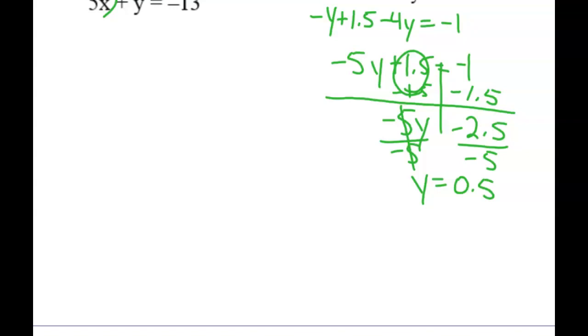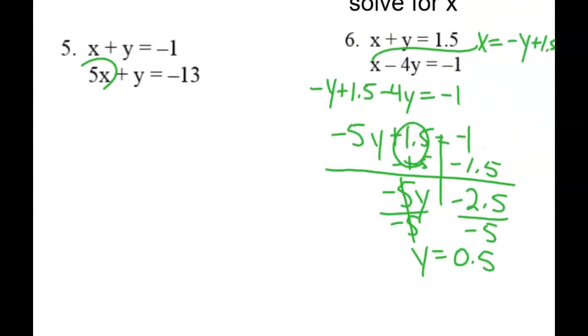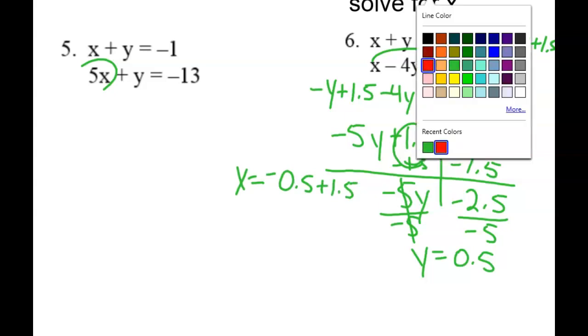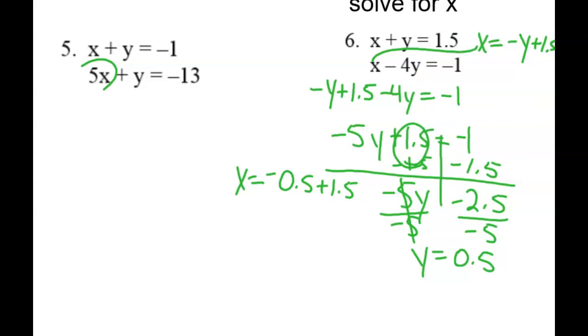Okay? So now, I'm going to go back to my x equation. And I'm going to do x equals negative 0.5 plus 1.5. Right? What's negative 0.5 plus 1.5?